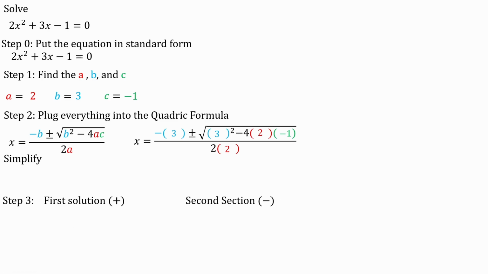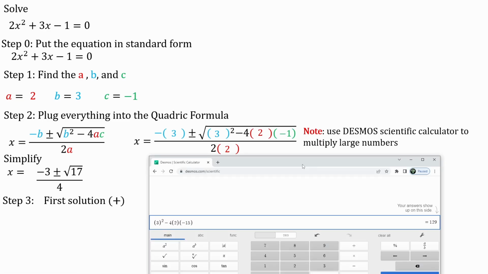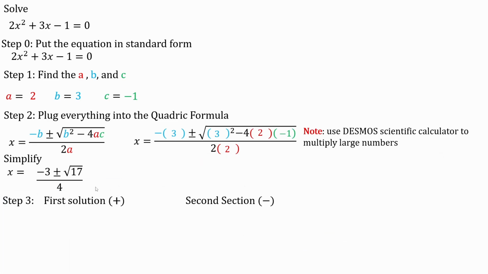And in Desmos, when you plug it in, you're going to get a 17 here. And for those who don't believe me, here I go. You see how I plugged that in into Desmos? Negative 1. And it gets me 17. 3 squared minus 4 times 2 times negative 1 in Desmos is 17. That's why the 17 is inside that radical. This problem does not simplify.